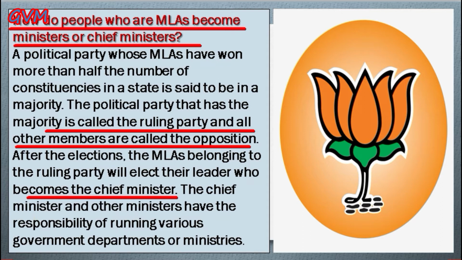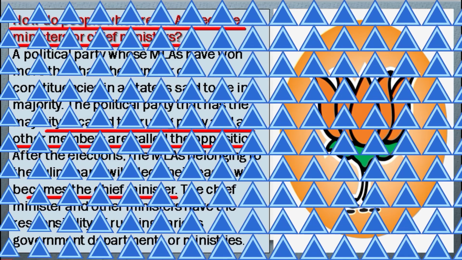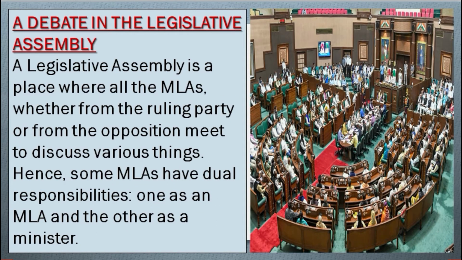Then the chief minister and the other ministers have the responsibility of running various government departments or ministries in a state. Now students, the next topic is a debate in the legislative assembly. Students, a legislative assembly in a state is the place where all the elected MLAs from the various constituencies, whether from the ruling party or from the opposition, meet to discuss various matters of the state.